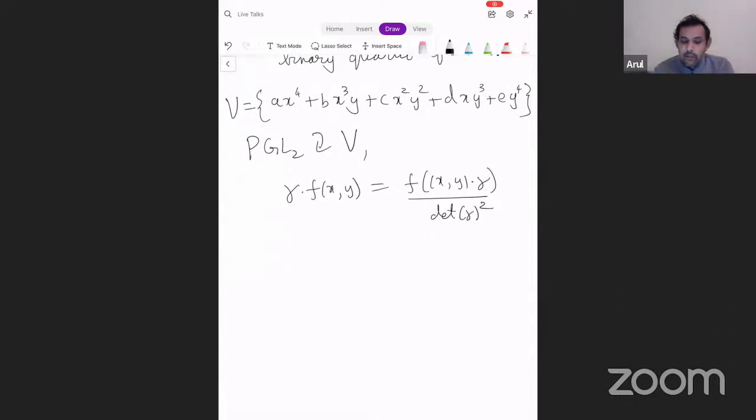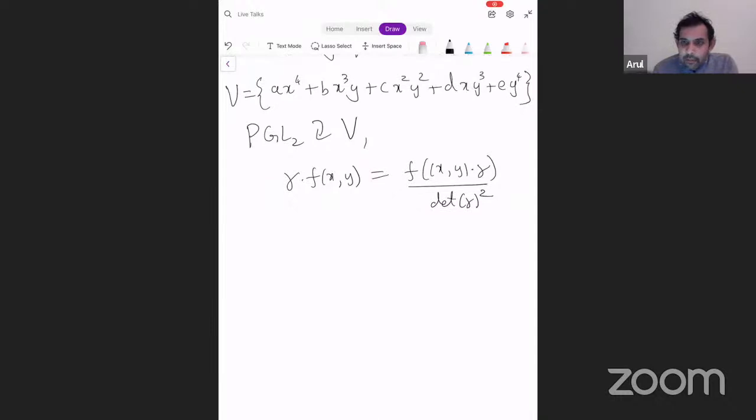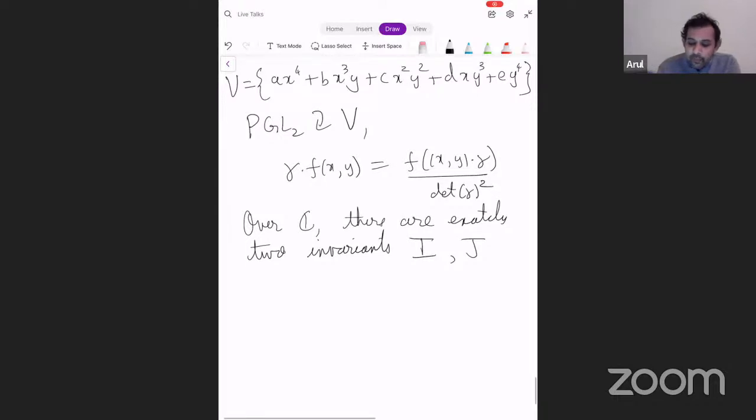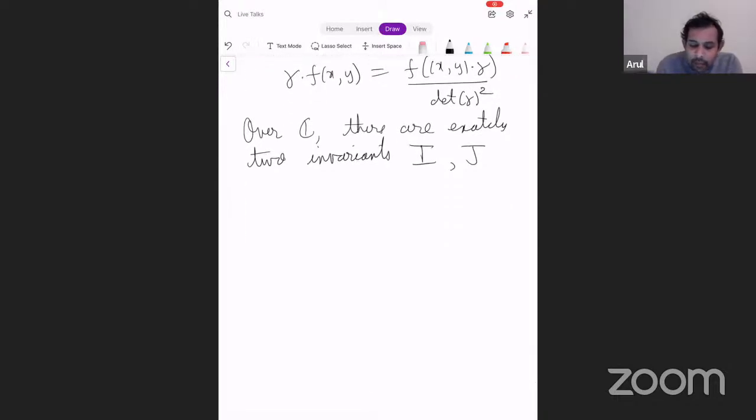You can think of PGL2 as the algebraic group acting. Now, over the complex numbers, there are exactly 2 polynomial invariants for this action, and they're denoted I and J. I is degree 2 in the coefficients of f, while J is degree 3. And I'll state now a theorem which really originally goes back to Birch and Swinnerton-Dyer.